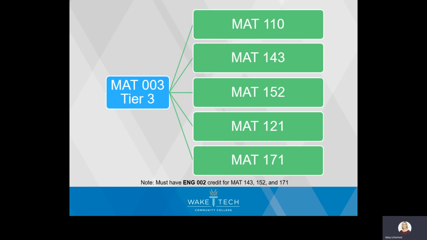For those of you that are able to work all the way through Tier 3, you'll notice that now you have the option to take any of the Gateway Math classes, and you don't have to take a co-req with any of them. So you just need the Gateway Math class if you've completed Tier 3. And again, just one more reminder that in order to take the 143, the 152, or the 171, you also must have completed English 002 with a passing grade in order to register for any of those classes.